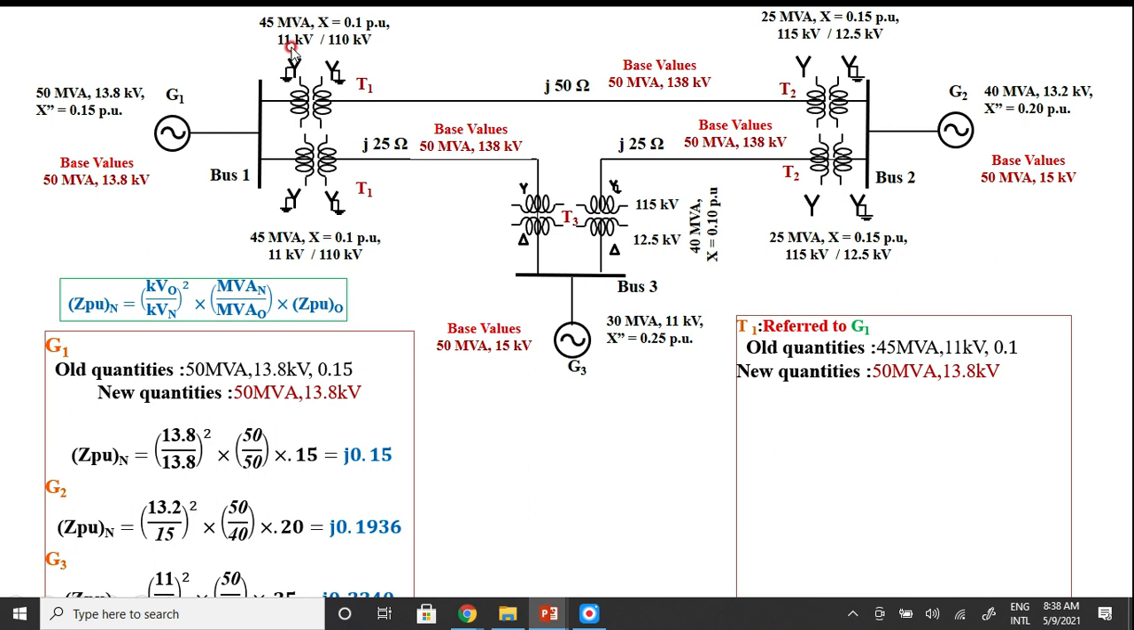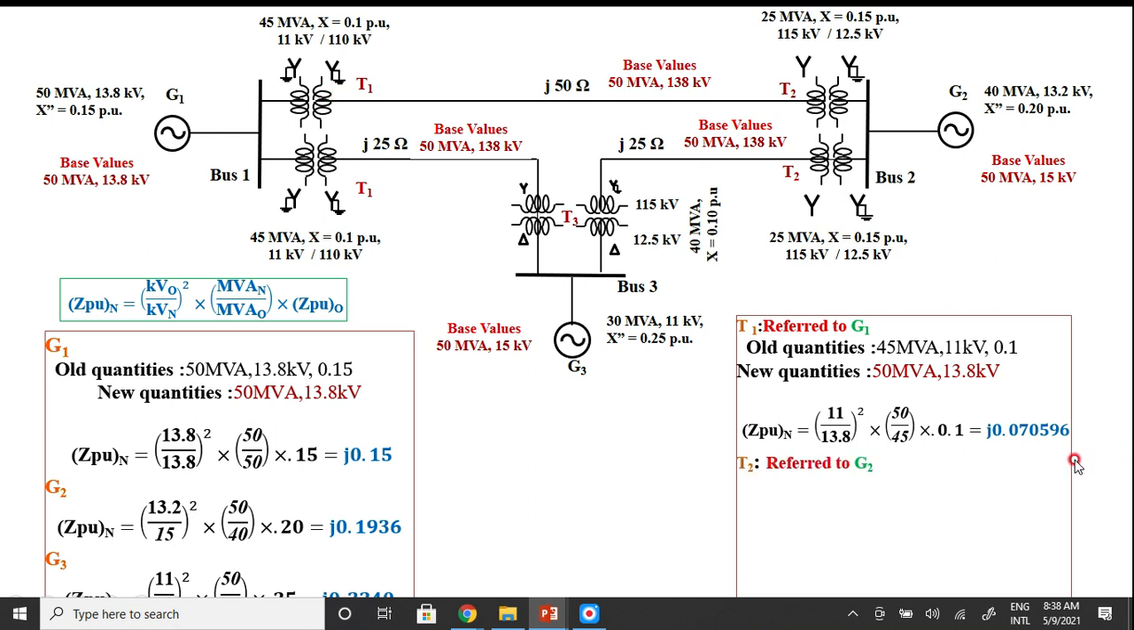Towards the generator side is 11 kV, that is why I have taken 11 kV, and the reactance is 0.1 per unit. The new quantity towards the generator side is 50 MVA, 13.8 kV. That same thing I am substituting here. What I am getting is 0.070596. Similarly, this T1 value remains the same.